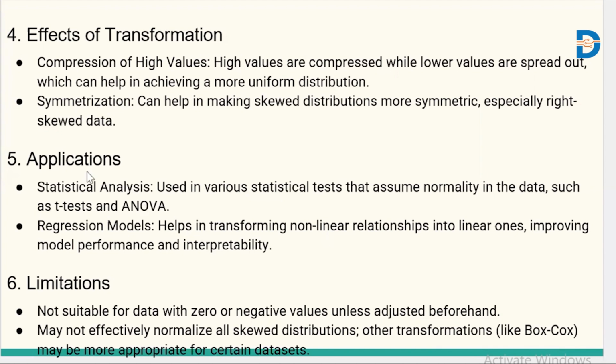And applications, where do we use it again? For statistical analysis like t-test, ANOVA, and all, we use it. And for regression models as well, we use log transformation. And particularly whenever we have a non-linear relationship in our data, to convert into linear ones, we use log transformation. And what are the limitations of it? It cannot take zero or negative values at all. It may not effectively normalize all skewed distributions. Other transformations, like Box-Cox and all, are more appropriate for certain data sets.